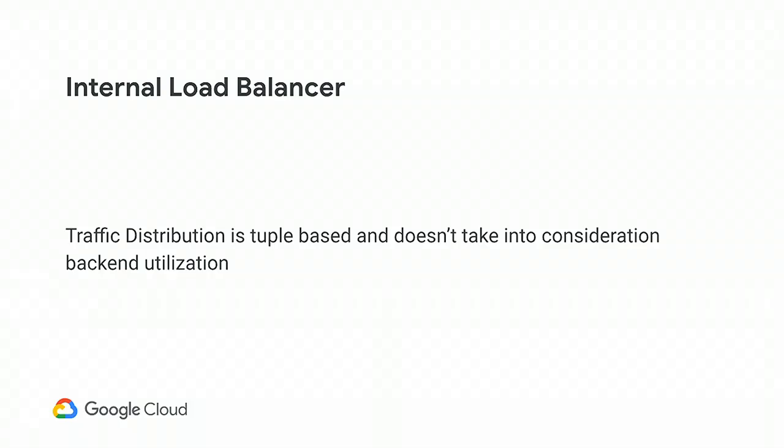So the internal load balancer. Traffic distribution is tuple-based. It does not account for utilization on your back end. So this one kind of bit us a little bit. We are accustomed to a stateless SOA application, right? So we expected this load balancer to just absorb our traffic, round robin our traffic to our backends, and awesome, right? Well, that didn't quite happen.